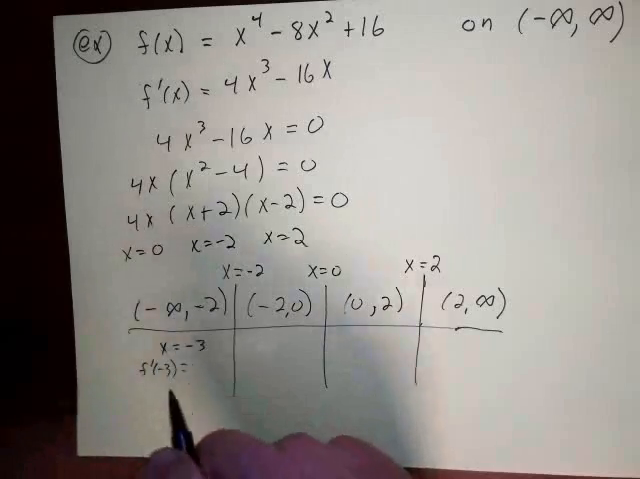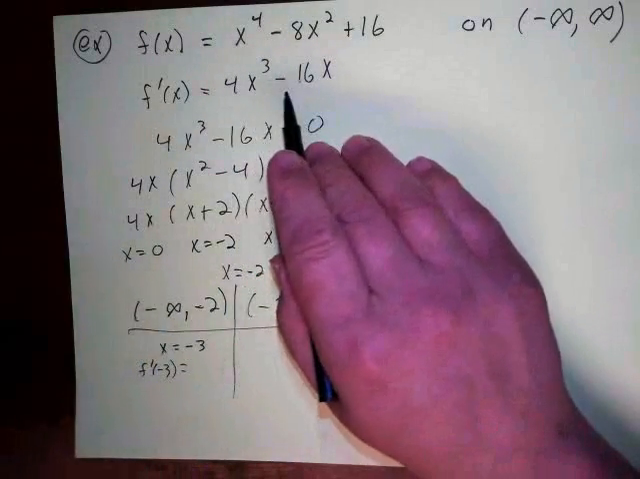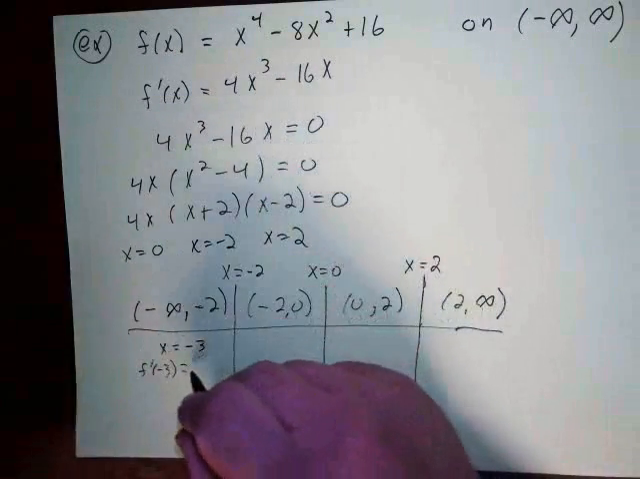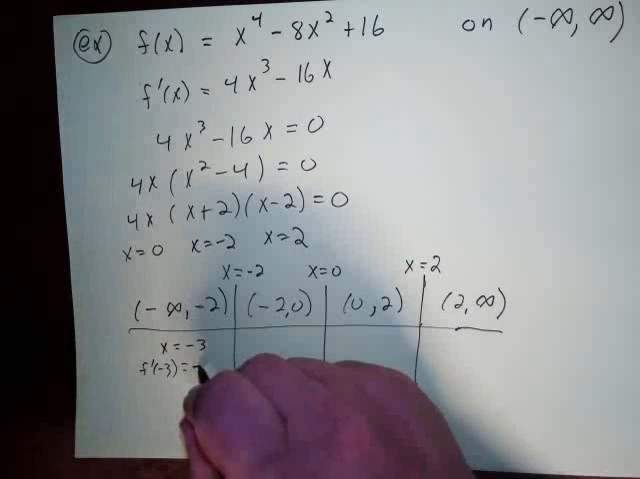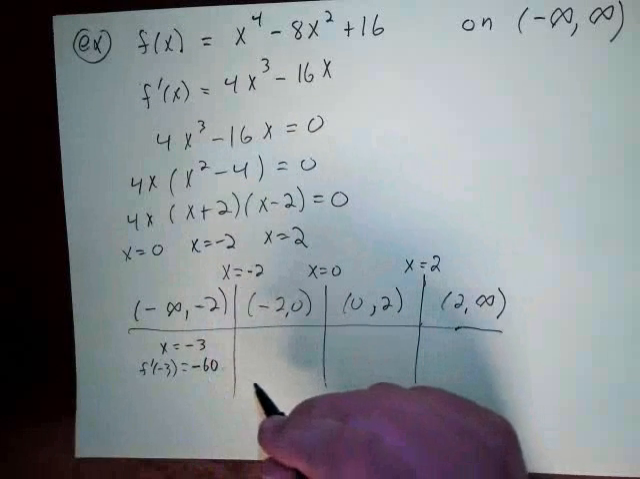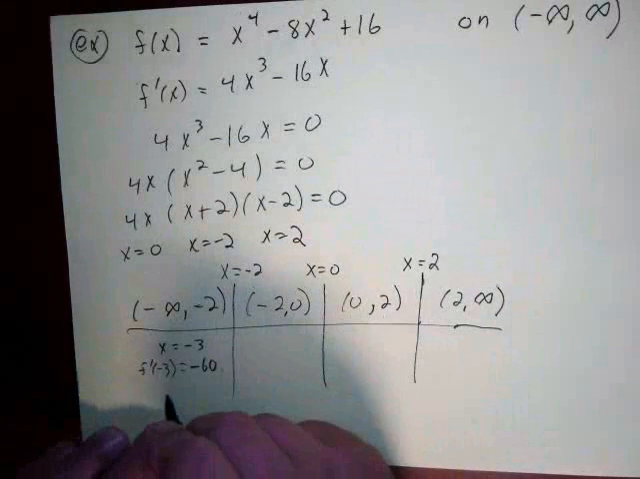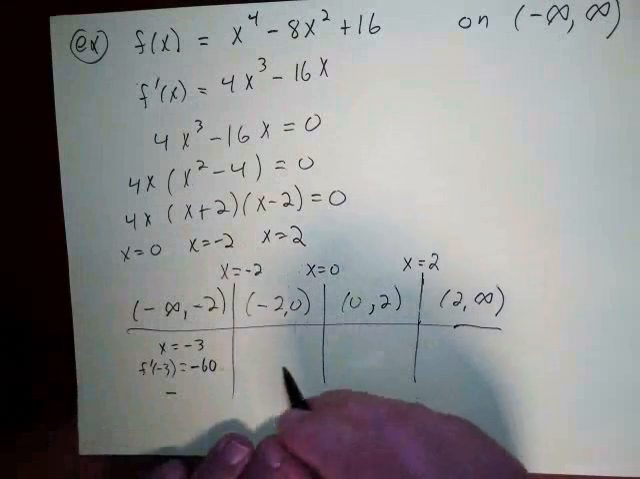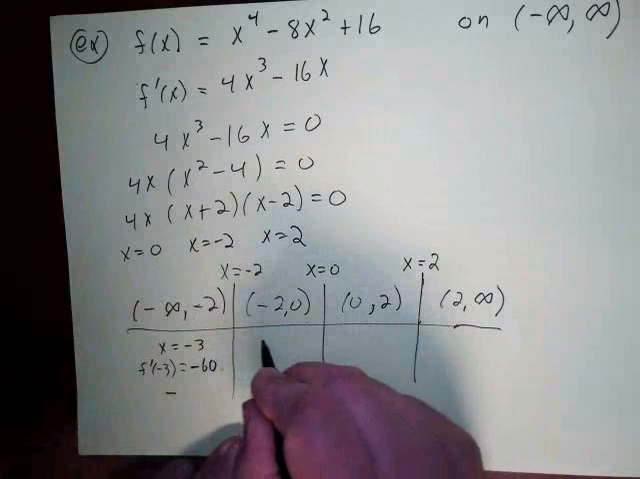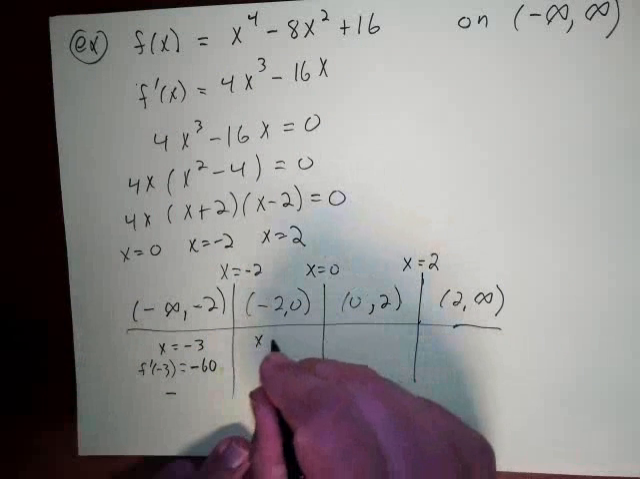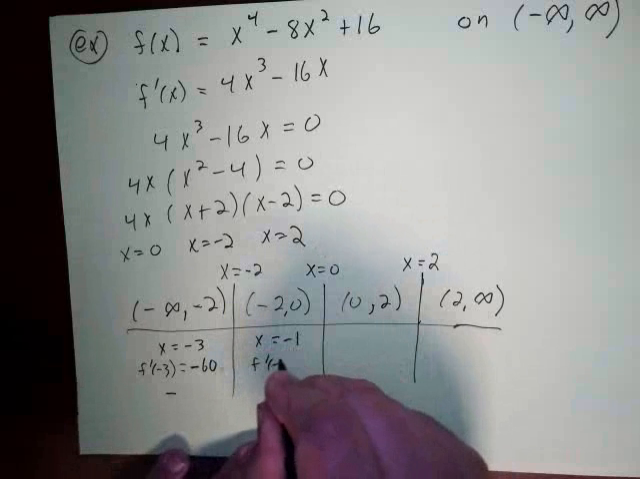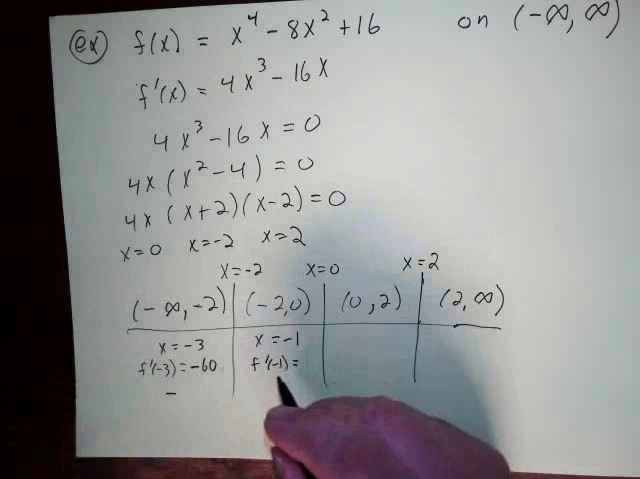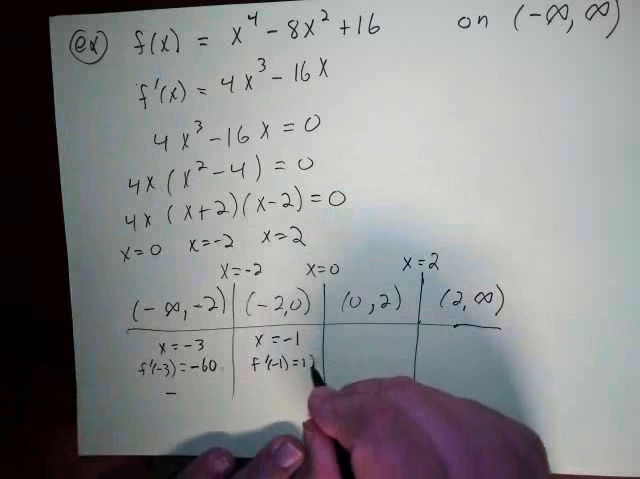And when you plug that into the derivative, you get negative 60. So the derivative is negative here. I have to pick a test point in this interval, so maybe I'll pick negative 1, and the derivative at negative 1 is 12.